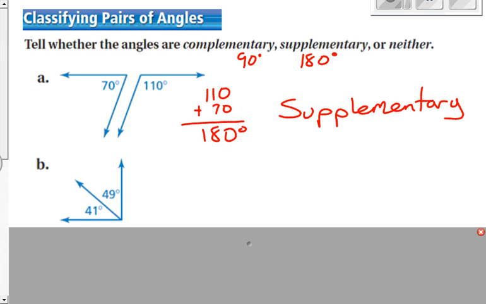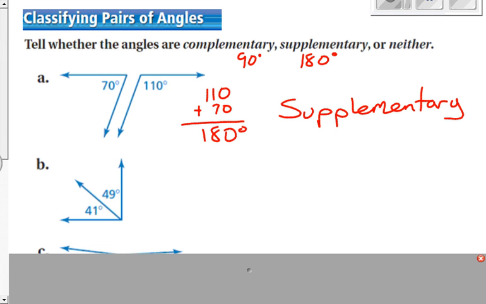Our next example says 41 and 49. So again, we're going to add up 41 plus 49. 1 plus 9 is 10. Carry my 1. 4 plus 4 plus 1 is 9. So we get 90 degrees. So they would be complementary.